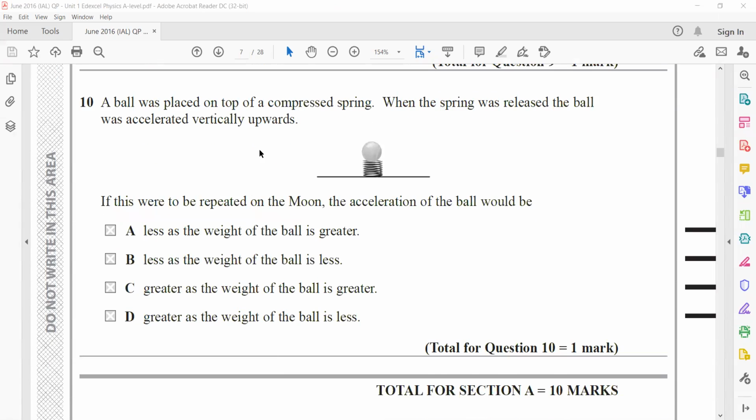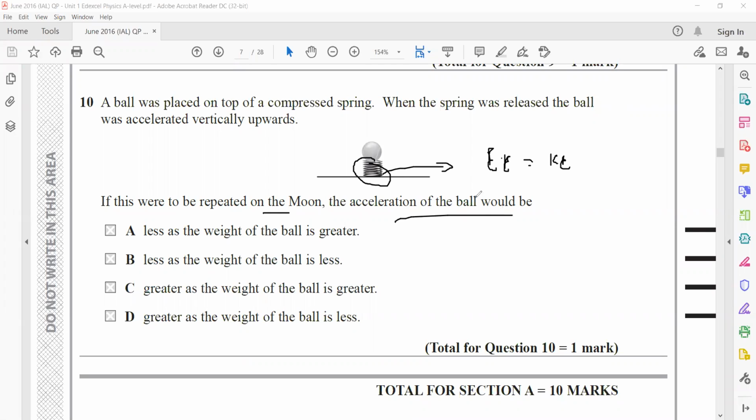For question 10, a ball was placed on top of a compressed spring. When the spring is released, the ball accelerated upward. If this were to be repeated on the moon, what would the acceleration of the ball be? If the spring is compressed to the same length, then it stored the same amount of energy. So here the elastic strain energy is converted into kinetic energy. And what happens if this was repeated on the moon?